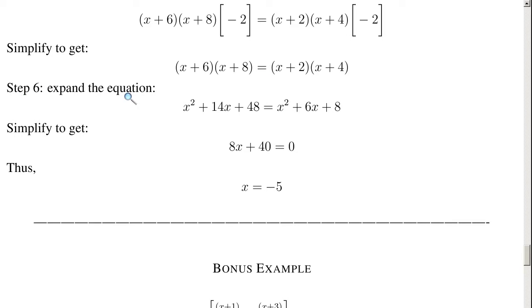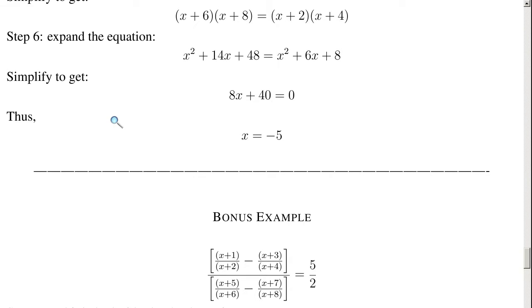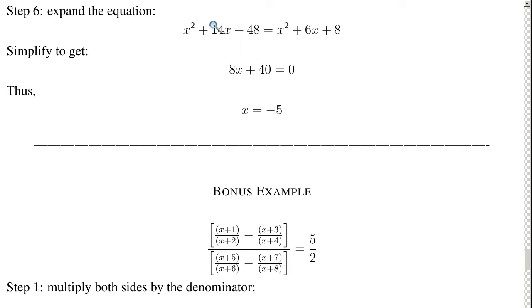Step 6, expand the equation. x squared plus 14x plus 48 equals, because I just expanded this into this, and then I'm going to expand this into this, x squared plus 6x plus 8 on this side. Simplifying our equation, subtract x squared from both sides, so that's gone. Subtract 6x from both sides to get 8x, and that's gone. Subtract 8 from both sides to get 40, and that's gone on the right side. So the whole right side becomes 0, and the left side just becomes 8x plus 40. Thus, x equals negative 5.